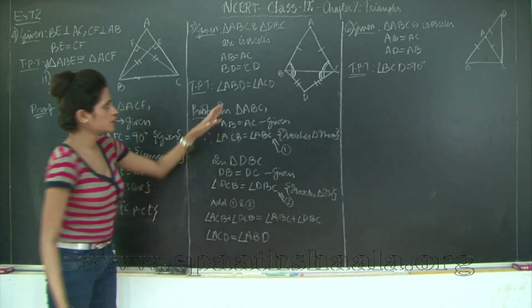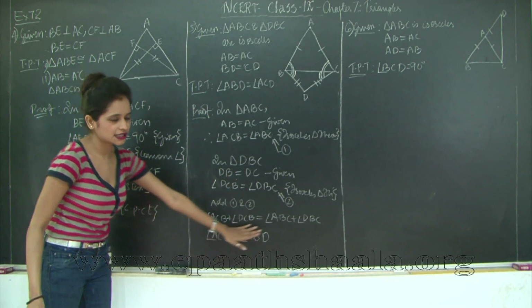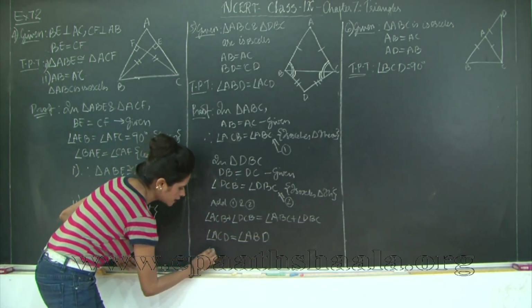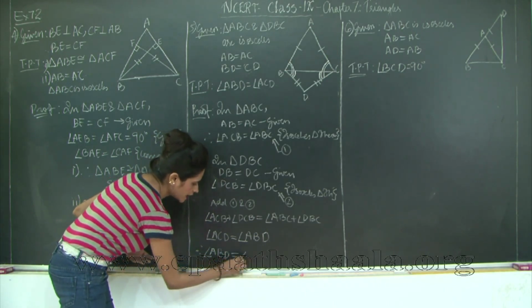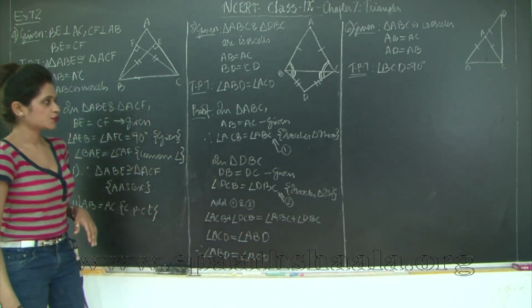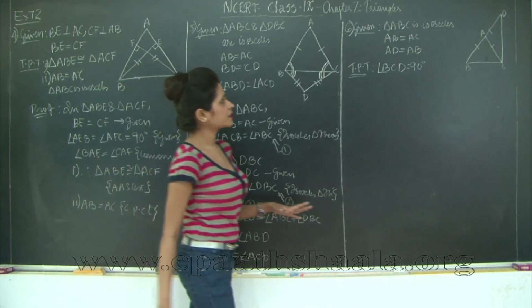So what we need to prove is that angle ABD is equal to angle ACD, but we have written ACD is equal to angle ABD, so we will just reverse. Therefore, angle ABD is equal to angle ACD. Hence proved. Let's move on to question number 6.